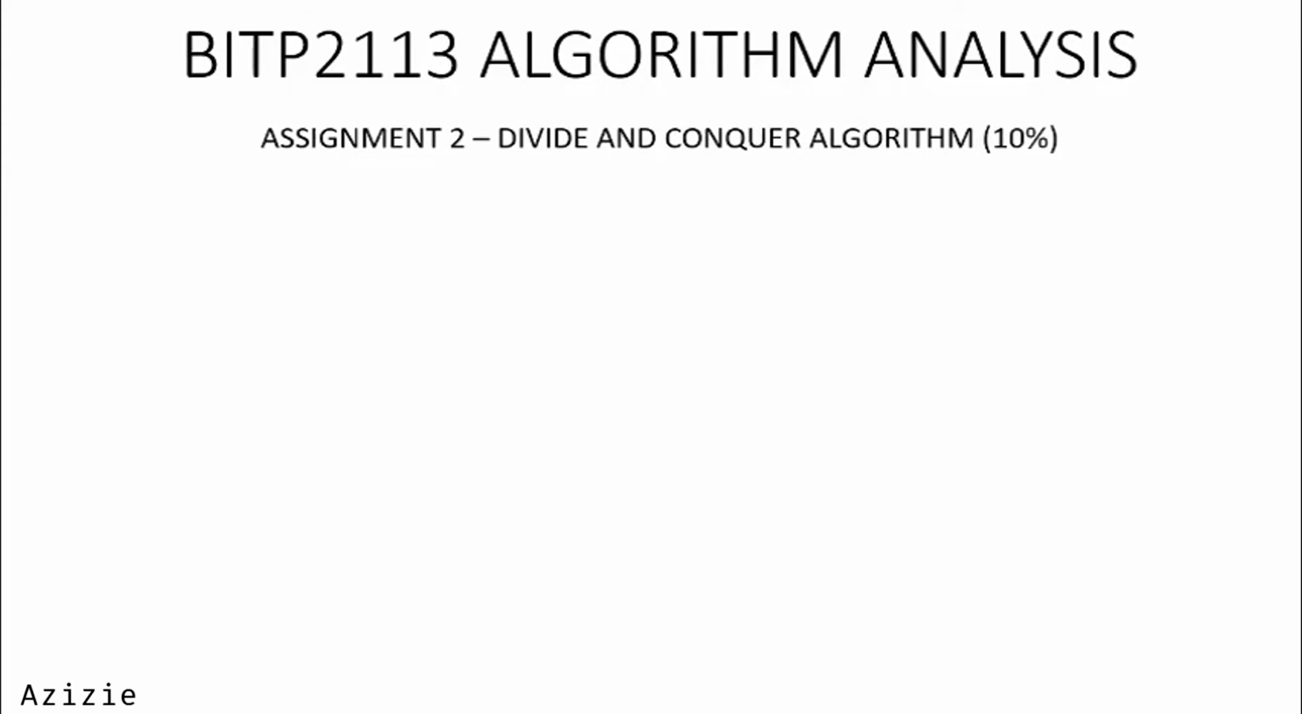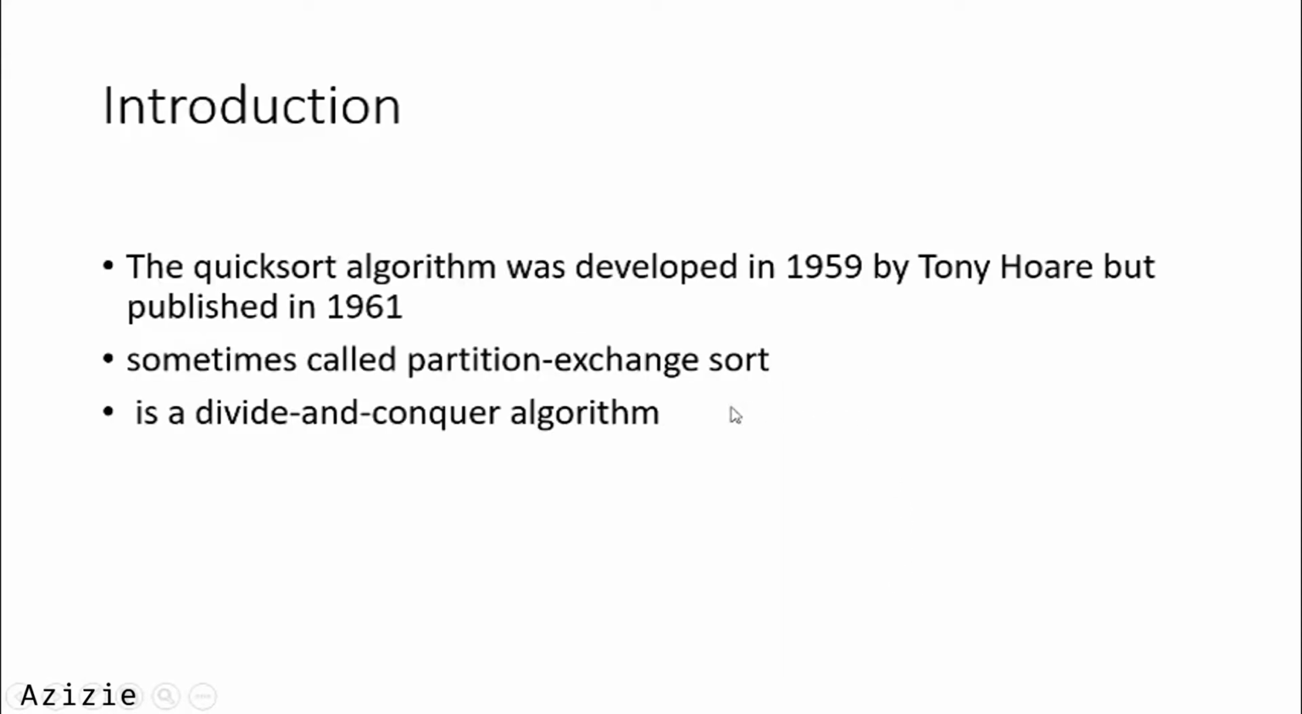Today, our group would like to present the divide and conquer algorithm, one of which is quicksort. So, what is quicksort? The quicksort algorithm was developed in 1959 by Tony Hoare but published in 1961. It is sometimes called partition exchange sort. It is one of the divide and conquer algorithms.